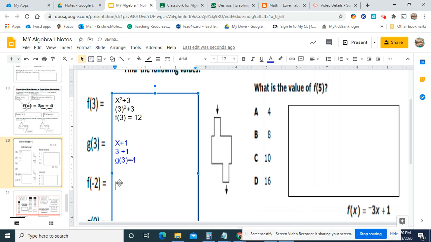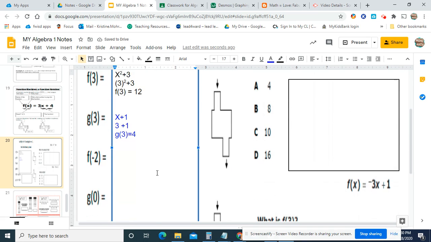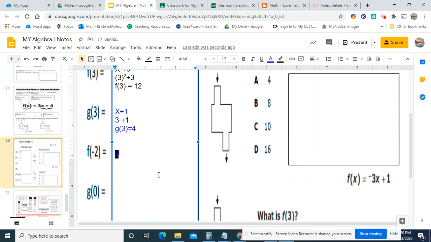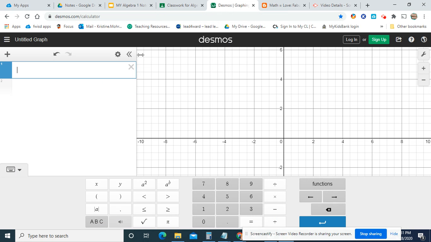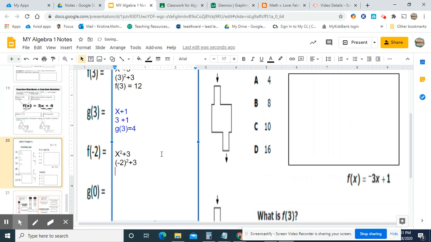Now we come here, f of negative 2, so we got to be careful, make sure you're using the f function, x squared plus 3. X squared plus 3, and we're changing this time x to be negative 2. So we have negative 2 for our x squared plus 3 more. Well, let's go to our calculator and check. Negative 2 squared plus 3 more, 7. So f of negative 2 equals 7.